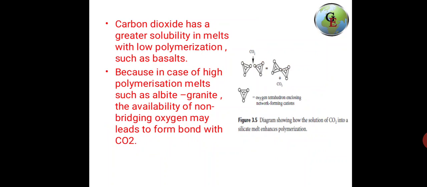So carbon dioxide has a greater solubility in melts with low polymerization such as basalt, because in the case of high polymerization melts such as albite granite, the availability of non-bridging oxygen may lead to the formation of a bond with carbon dioxide.